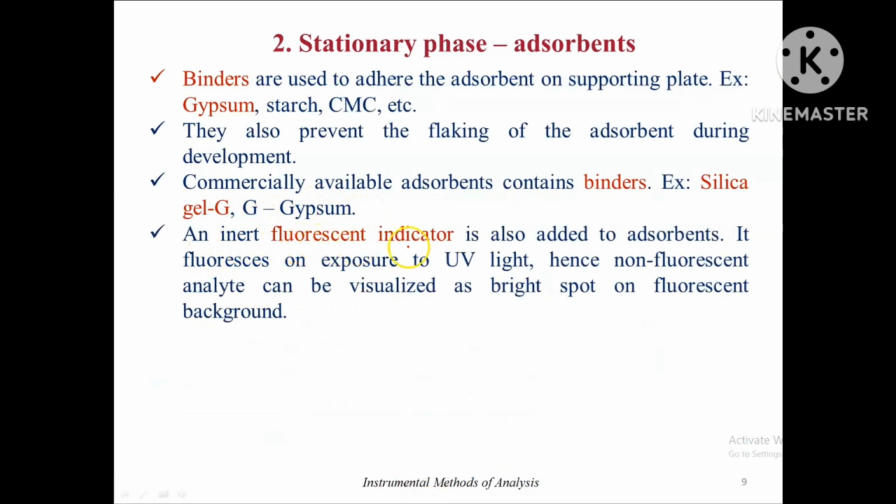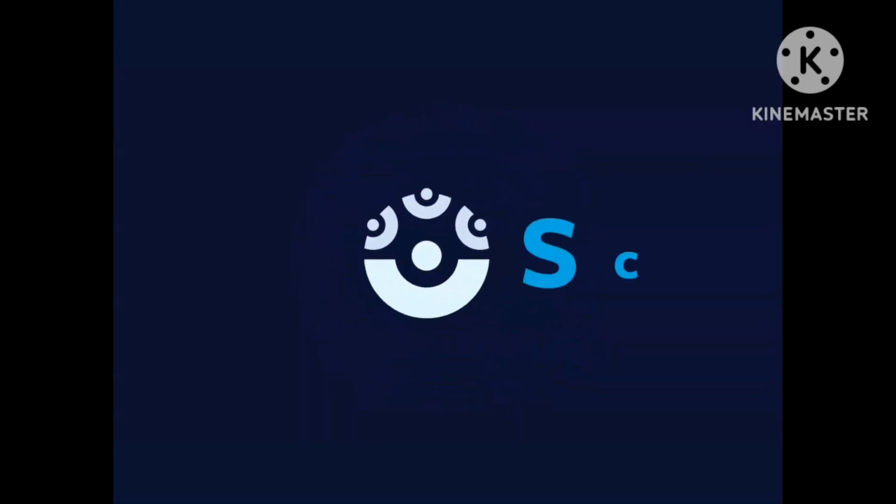An inert fluorescent indicator is also added along with the adsorbent. So the TLC plates which are developed by using binder and fluorescent indicator along with the adsorbents, after development of the chromatogram, when we keep these TLC plates in the UV chamber, then the entire background will appear as a fluorescent background. In that case, the non-fluorescent analyte can be easily visualized as a bright spot.